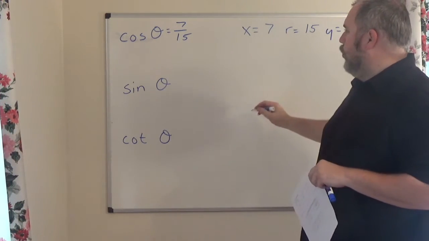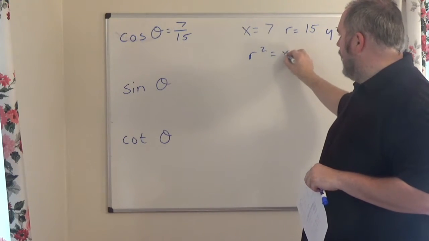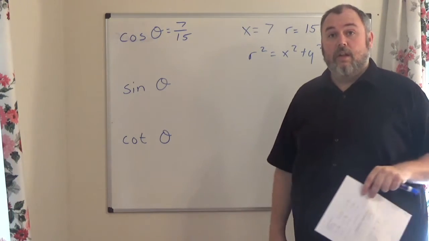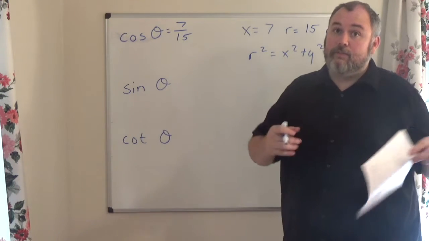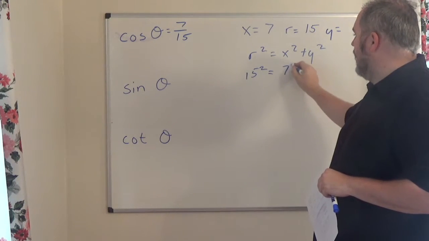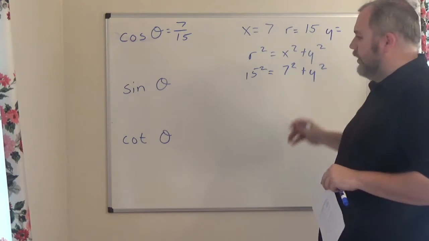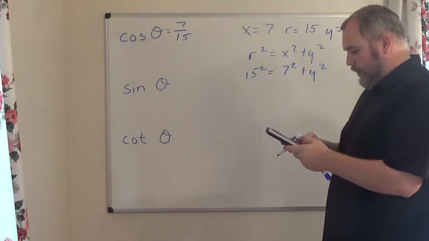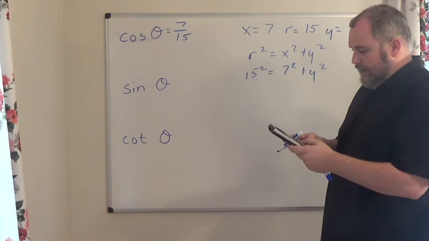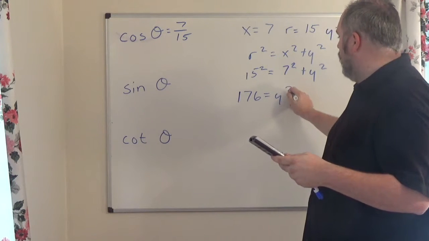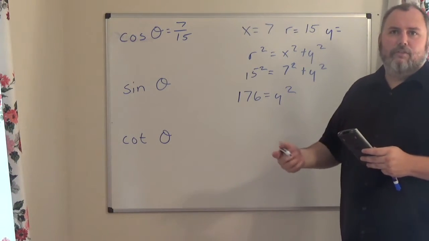So let's do it. We know that r squared is equal to x squared plus y squared. Basically our Pythagorean theorem that we gave you at the beginning of the semester and the beginning again of this video. Plug in your numbers. This happens to be 15 squared is equal to 7 squared plus y squared. So let's go ahead and solve all this out. We'll do 15 squared, the long, easy way, minus 7 squared, work all this out, and we find out this is 176 equals y squared. Alright, now we get the square root.